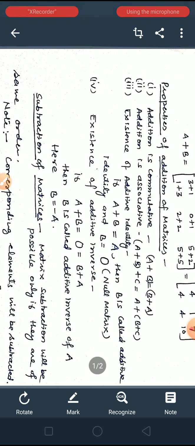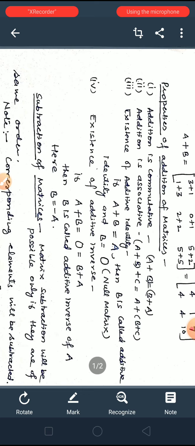Now, existence of additive inverse. Additive inverse means if there is a matrix that is added to any other matrix and gives a result as the null matrix, then both will be additive inverses of each other. Here A plus B is equal to the null matrix, which is equal to B plus A. That means B is the additive inverse of A, and A is the additive inverse of B.